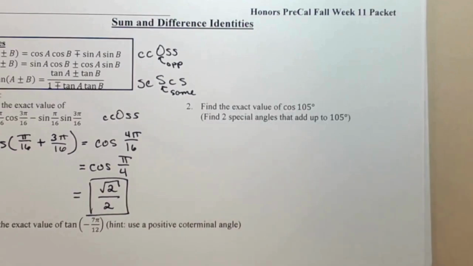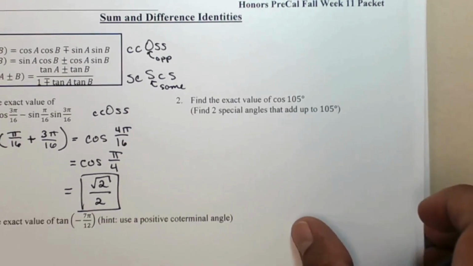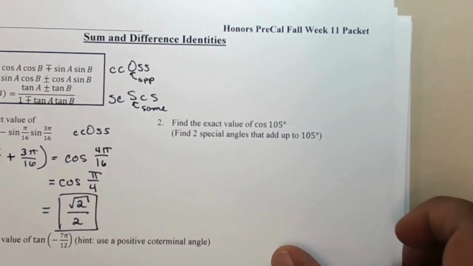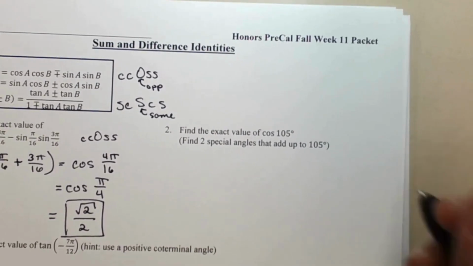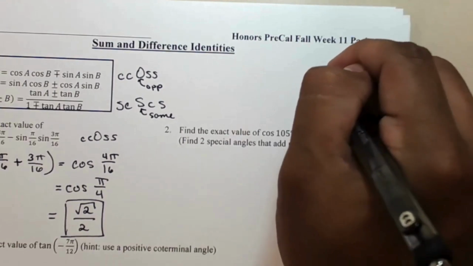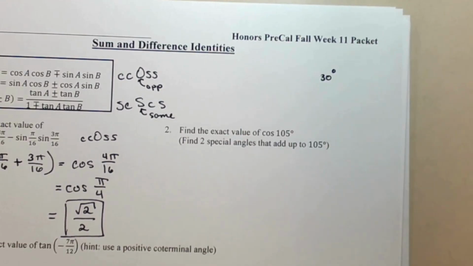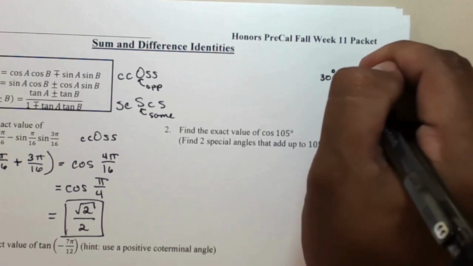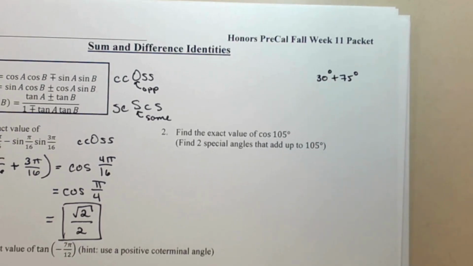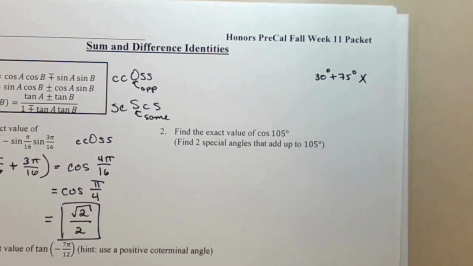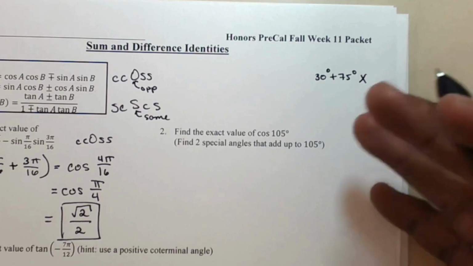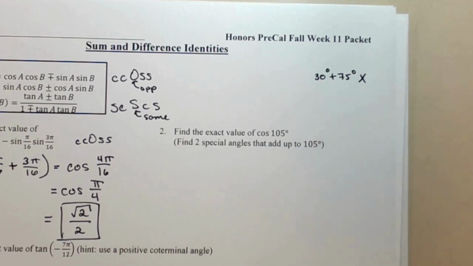Well, 105 is not on the unit circle, but we do have a bunch of angles that are on the unit circle that add or subtract to 105. So you have to kind of think of two angles. Well, if you're wanting to start off with the smallest non-zero one, you would think 30. Okay, what would I add to 30 to get 105? Well, 75. Are those on the unit circle? Well, 30 is, but not 75. So that would not work. That would not help us out. We want to take it apart into two angles that add up to 105 that are on the unit circle.